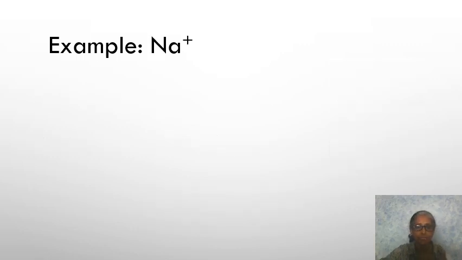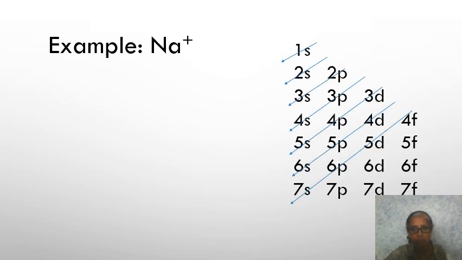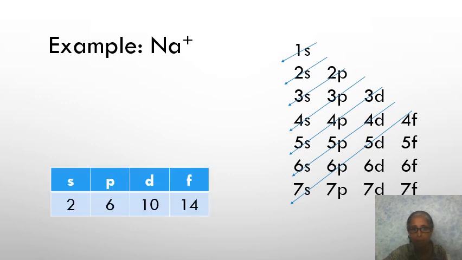Now we are going to learn how to write the electronic configuration for an ion. Here the example I have taken is Na+. That plus sign indicates that it is an ion. That is, the sodium atom has lost 1 electron and has become a positive ion. Now we'll see how we can do it. First step is to write the subshells in the order and put the arrows, and then remember how many electrons can be accommodated in each subshell.